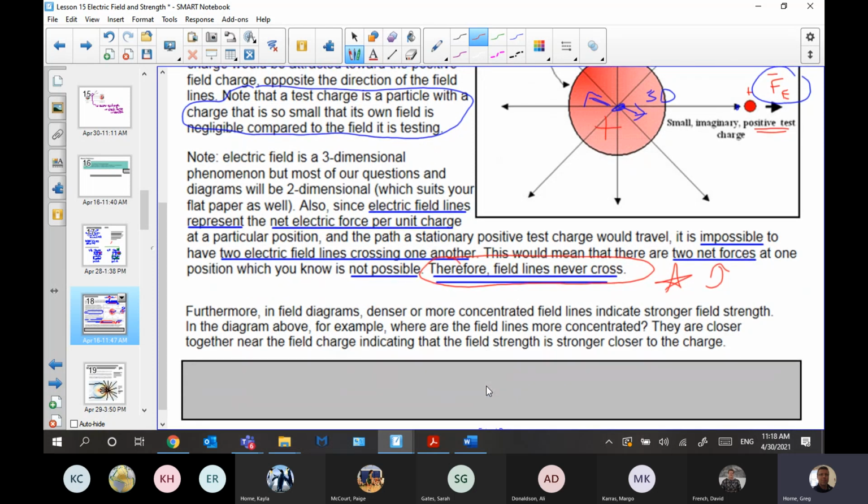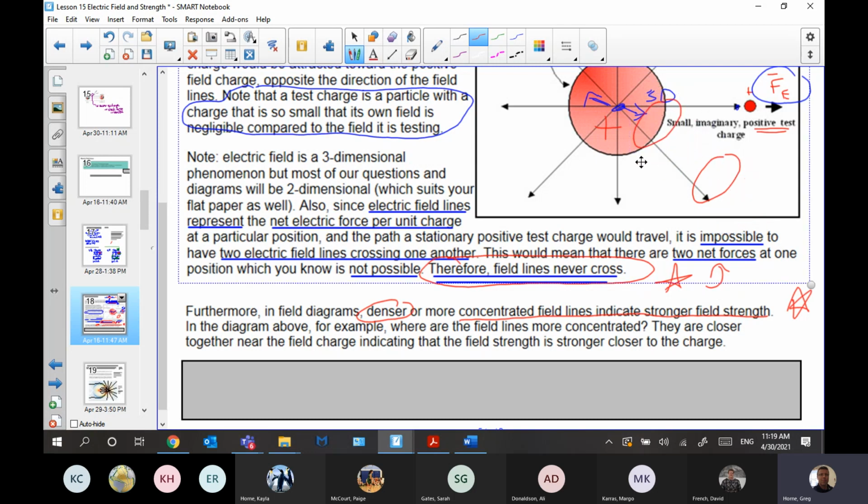Furthermore, the denser, I don't know if that's a correct word or not, but the denser or more concentrated the field lines indicates a stronger field. Basically here, if I draw a circle this size, I'm managing to touch two field lines. But out here, that circle only manages to touch one. So you can tell that the field strength out farther is less, right?